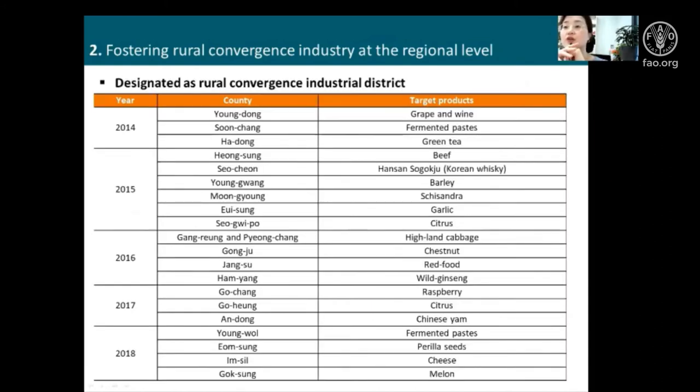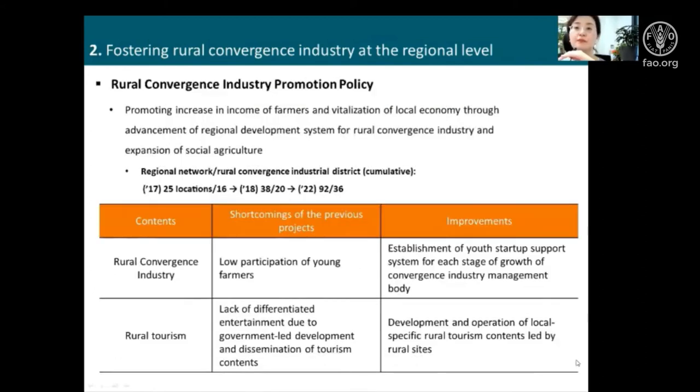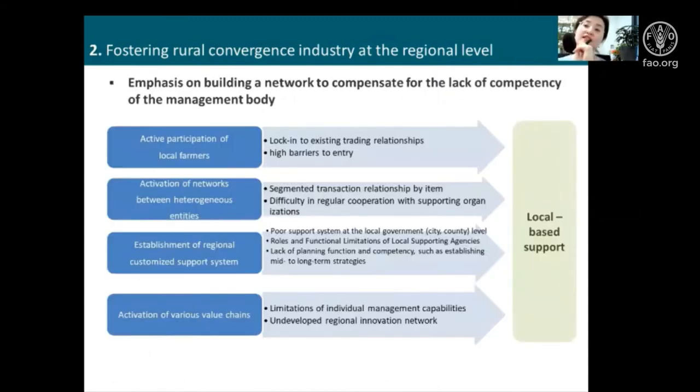The slide you see now is a representative rural convergence industrial complex designated status. As you can see, we have designated and nurtured specialized complexes targeting various crops in various regions. The Korean government aims to expand the regional network from 25 locations in 2017 to 92 in 2022.